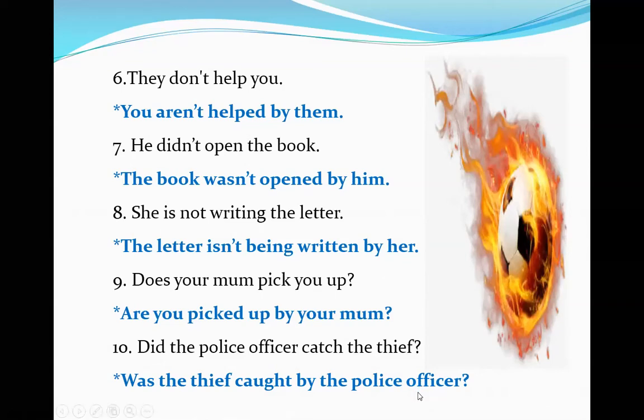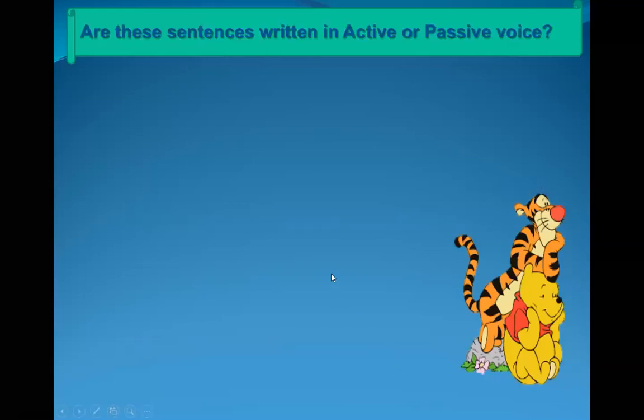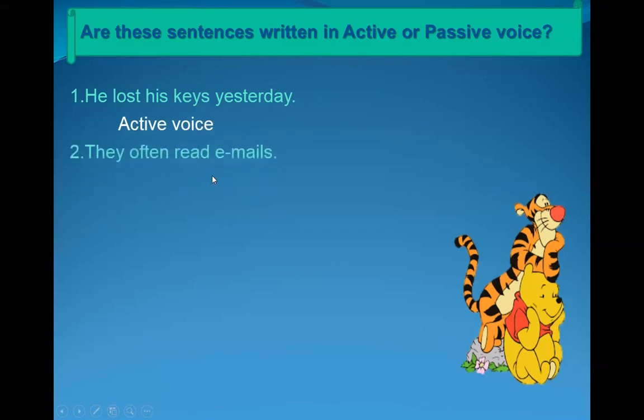Okay, let's continue. Are these sentences written in active voice or in passive voice? He lost his keys yesterday. The subject is known and it's a normal sentence. Who can tell me, is it a passive sentence or active sentence? Can I answer it? Yes. It's active voice. Perfect. It's too easy. Number 2, they often read emails. We have got subject, verb, and object. It's normal.